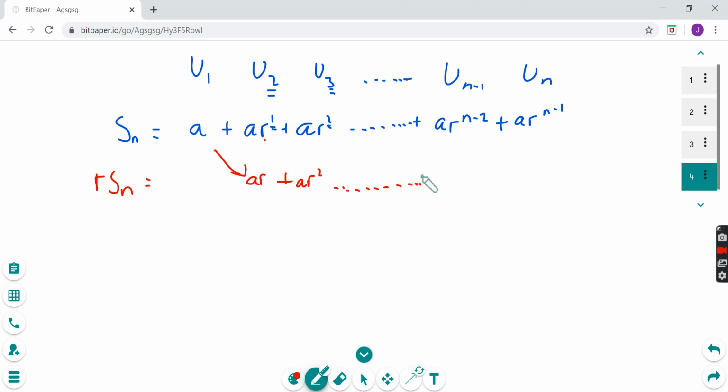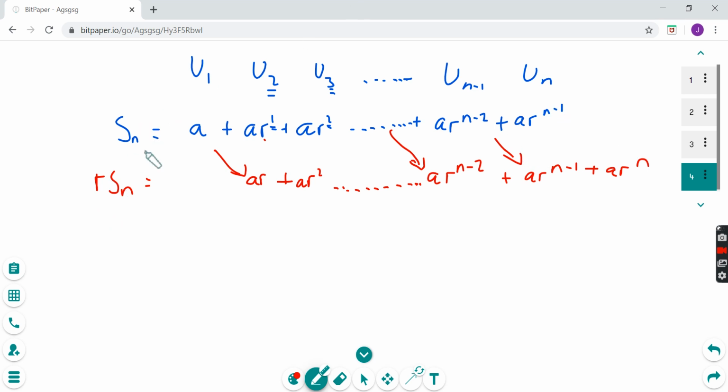Okay. A term will sort of appear, won't it? A term will appear over here. The AR to the n minus 3 will become AR to the n minus 2. This one will become AR to the n minus 1. This comes from the law of indices. If you multiply by R, you're going to add the indices. So it will be this plus 1. Okay. And the last term is going to be AR to the n.